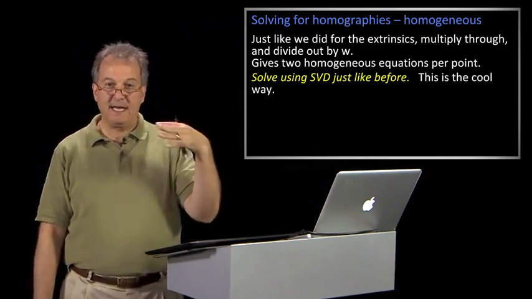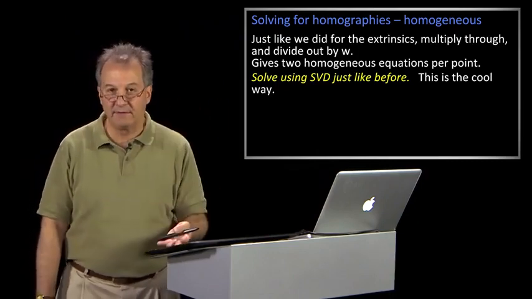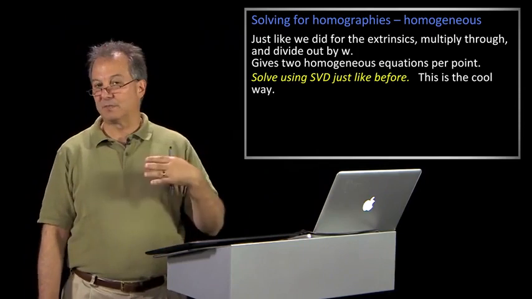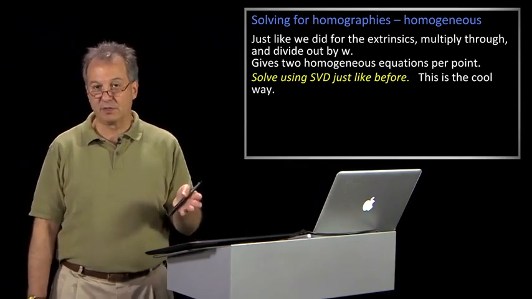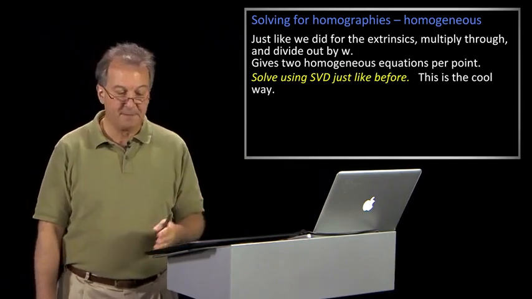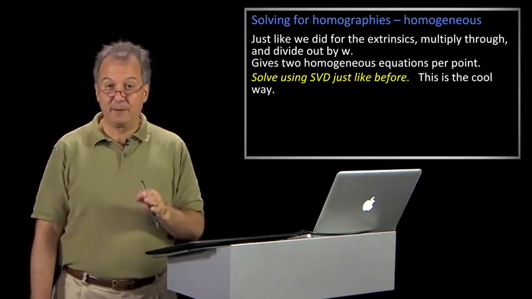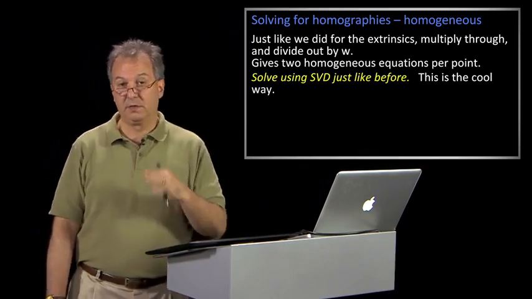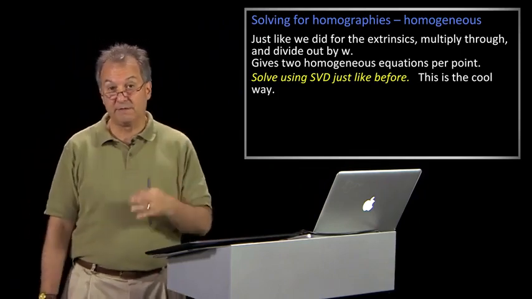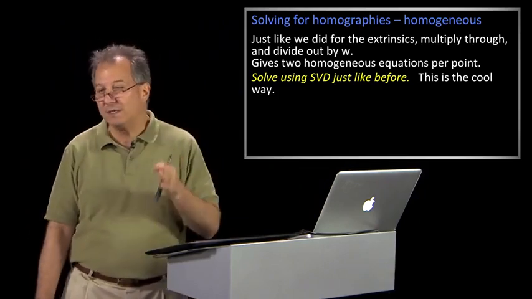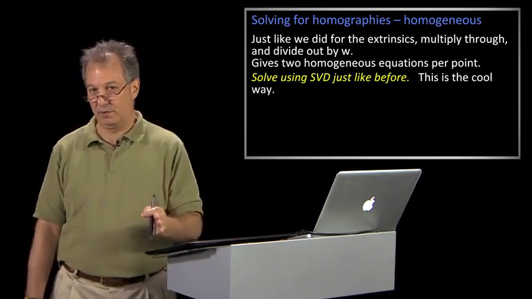Or you could take that A transpose A matrix, solve for the eigenvectors, pull out the eigenvector with the smallest eigenvalue, and that was our solution. Remember, we showed that it was the same thing. That's the way for solving for the homography coefficients. And by the way, that's the cool way, because you can impress people, because you can tell them you use singular value decomposition, which has so many syllables in it, they're sure you're really smart.